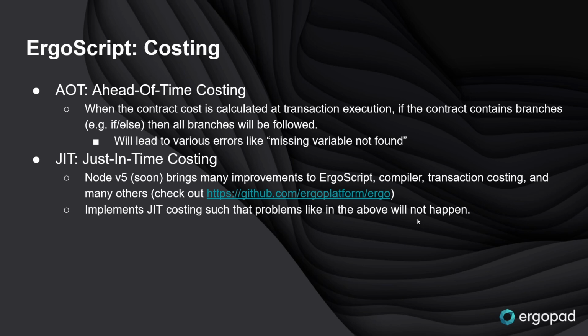And just-in-time costing, that's being implemented in Node version 5, brings improvements so that in the case of transaction costing, this problem won't occur. Only the correct branch will get evaluated.